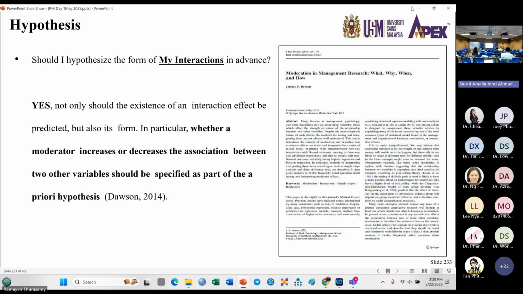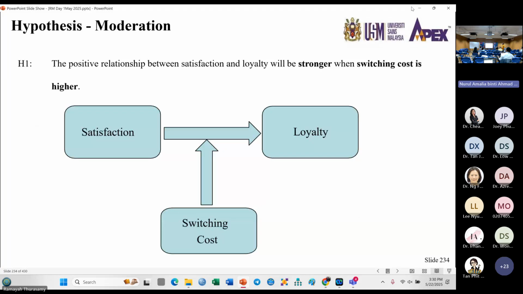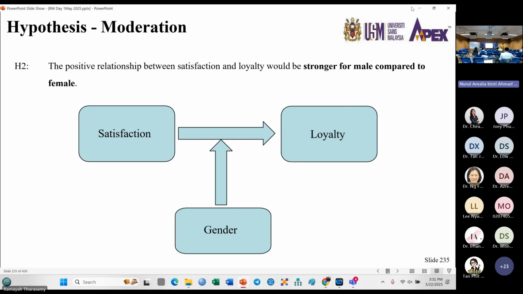Okay? We have been doing this from the 1990s. So this is how we can write. The positive relationship between satisfaction and loyalty will be stronger when switching cost is high. This is what we call the directional hypothesis for a moderator. This is a continuous moderator. If you have a categorical moderator, you can say the positive relationship between satisfaction and loyalty would be stronger for male compared to female. This is also directional.